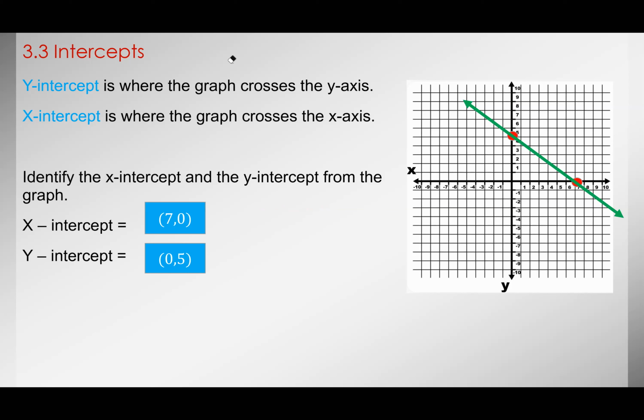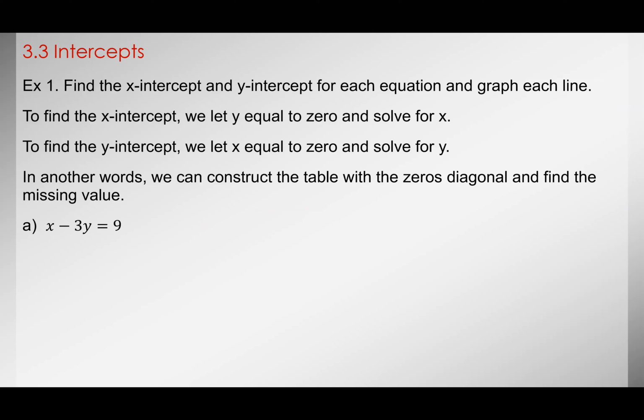Now, the second item you have is, instead of looking at the graph, what if they ask you to find the X-intercept and to find the Y-intercept? To find the X-intercept, we need to let y equal 0 and solve for x. And to find the Y-intercept, we need to let x equal 0 and solve for y. And that's all there is, ladies and gentlemen, in terms of the intercept.